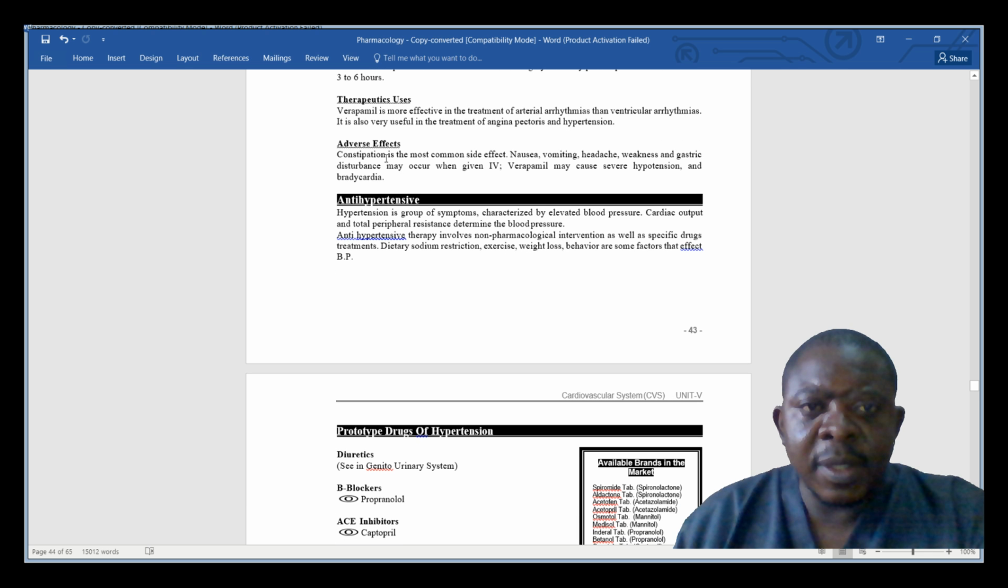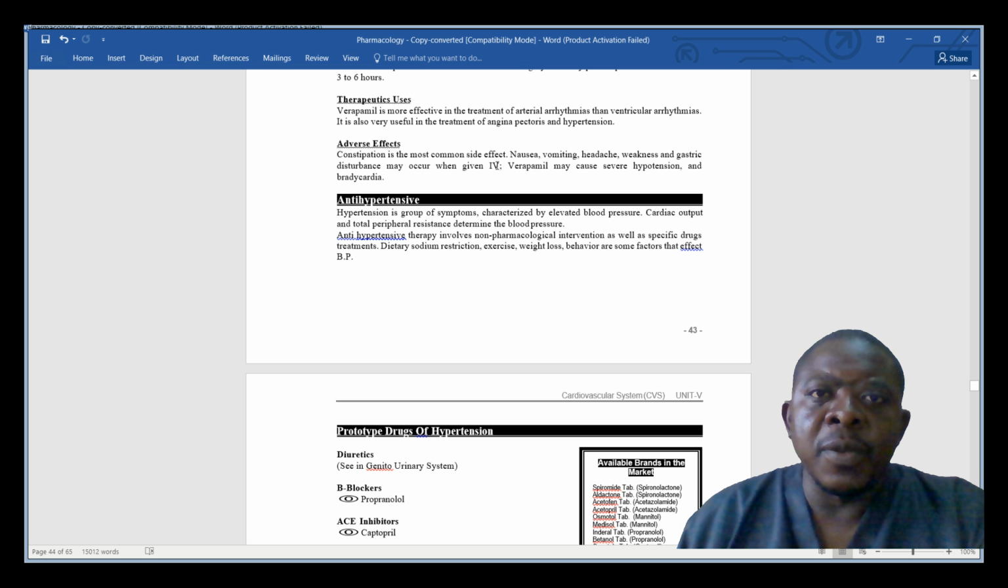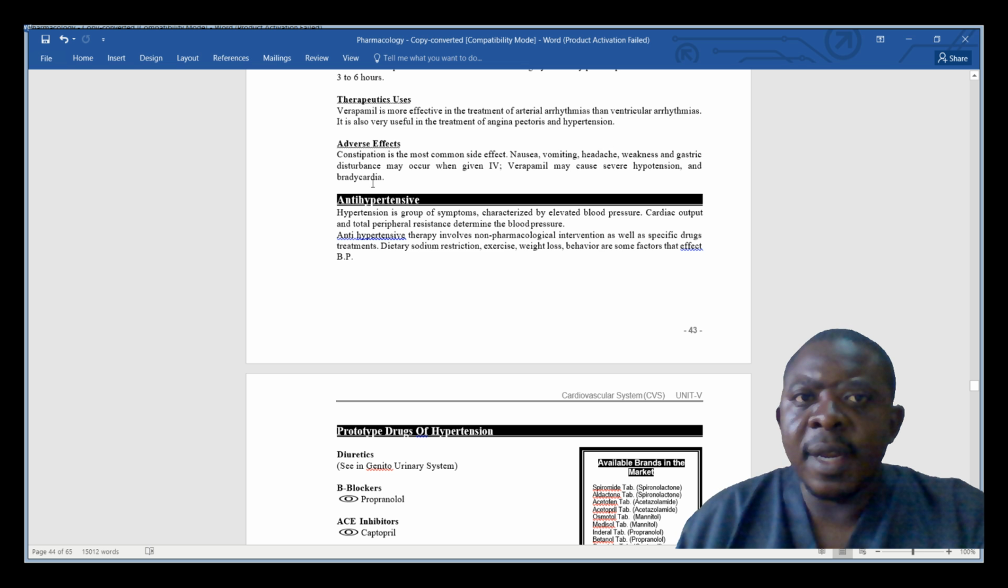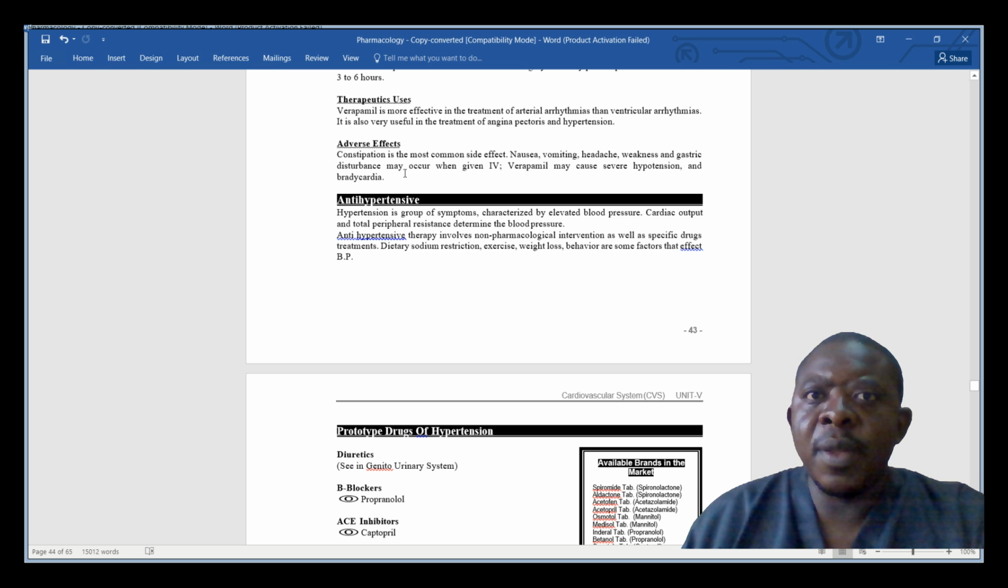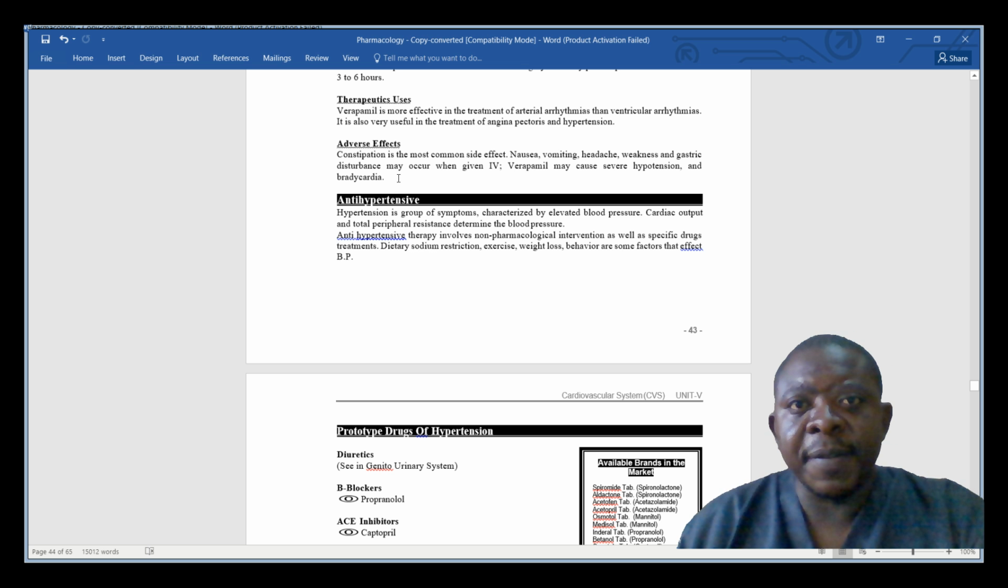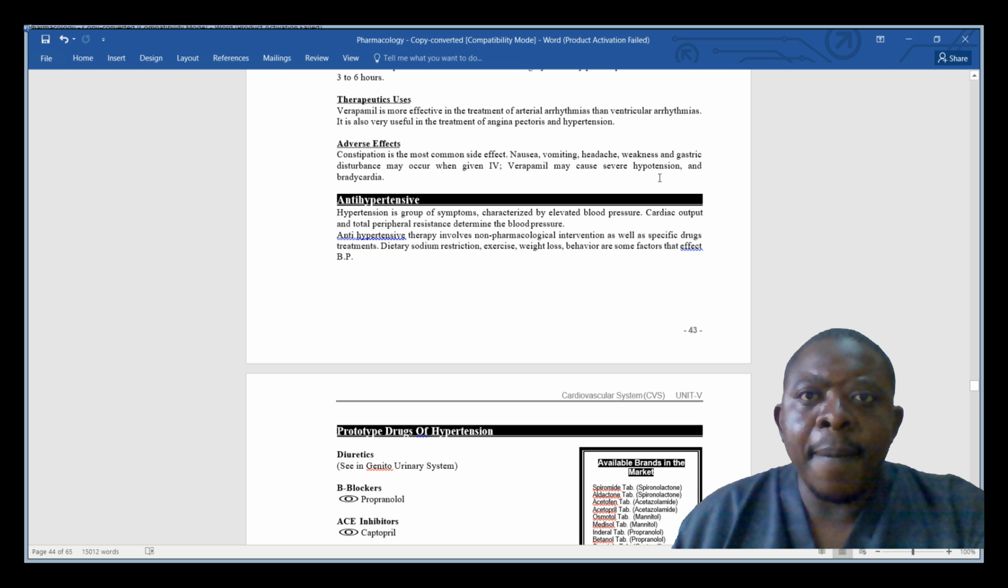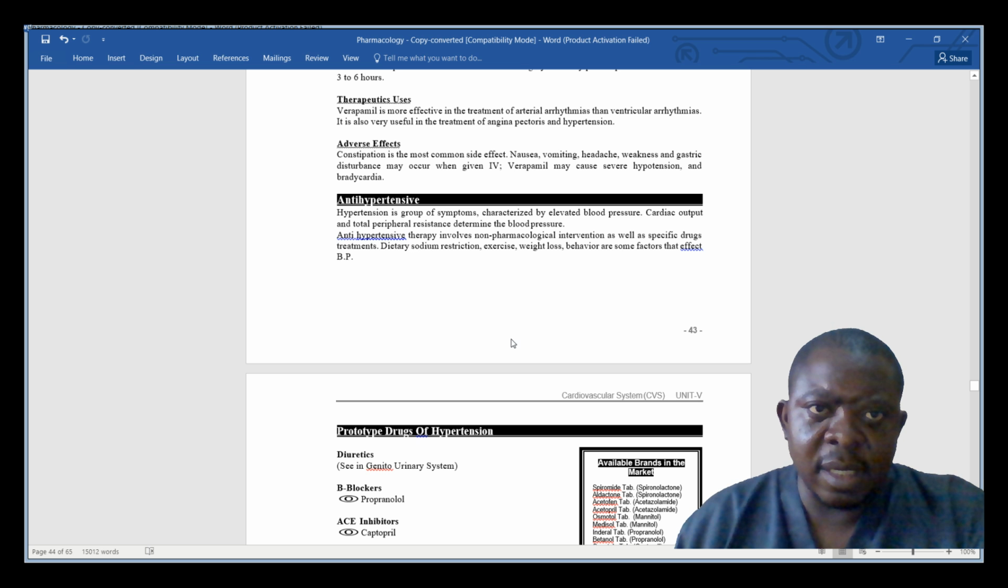Adverse effects. Constipation is the most common side effect. Nausea, vomiting, headache, weakness, and gastric disturbance may occur when given. Verapamil may cause severe hypotension and bradycardia.